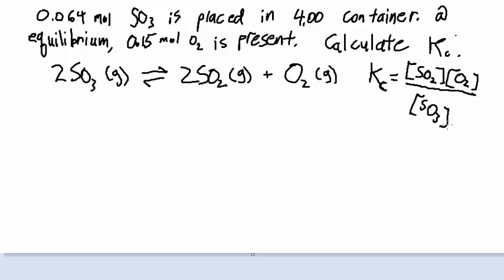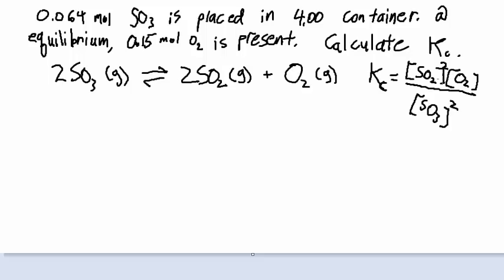And we don't want to forget to raise these concentrations to the power of the stoichiometric coefficient. So SO3 has a 2 in front of it. SO2 has a 2 in front of it, so those both get squared. And these are equilibrium concentrations. These are the concentrations once the reaction has reached equilibrium.